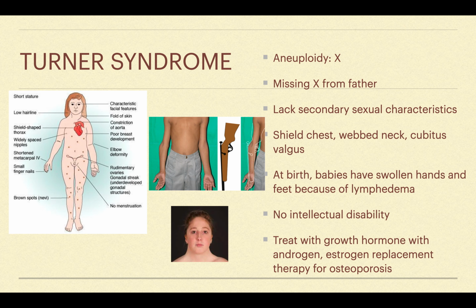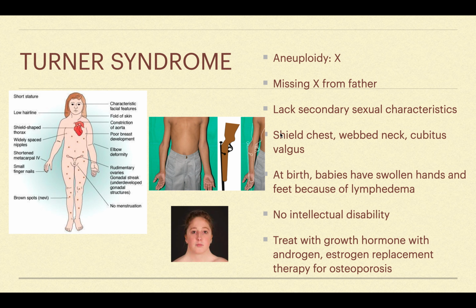Turner syndrome is the only monosomy that's compatible with life. This would be 45 chromosomes, and it's because it only has one X. So it's usually missing an X chromosome from the father. So these females will lack the secondary sexual characteristics. So they will lack the breasts, and the pubic hair, and axillary hair. They just won't go through that kind of puberty.